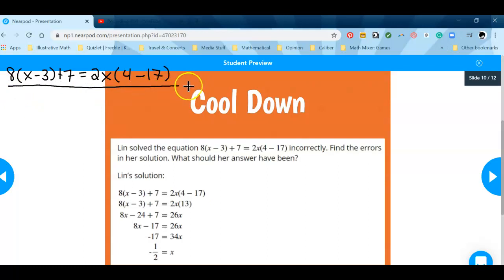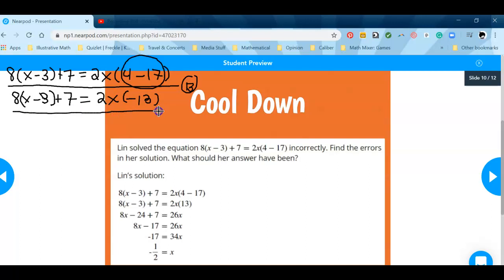All right. First thing I'm going to do here is something kind of unusual, but I think you'll understand: I'm going to combine like terms. And what are those like terms? This right here. So I have 8 times the quantity x minus 3 plus 7 equals 2x. And notice, like we said earlier, it's 13 negatives. So we combine like terms, and we'll find the product of this.